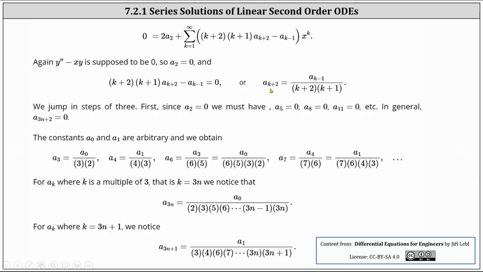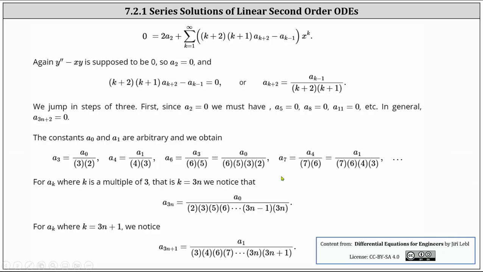For a sub 7, notice k is 5, giving us a sub 7 equals a sub 4 divided by the product of 7 and 6, but a sub 4 is equal to a sub 1 divided by the product of 4 and 3, and therefore we can write a sub 7 as a sub 1 divided by the product of 7, 6, 4, and 3. And now we need to analyze these terms to recognize a pattern.